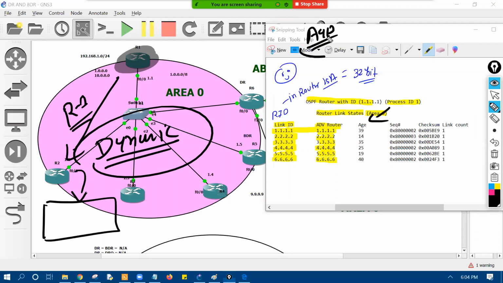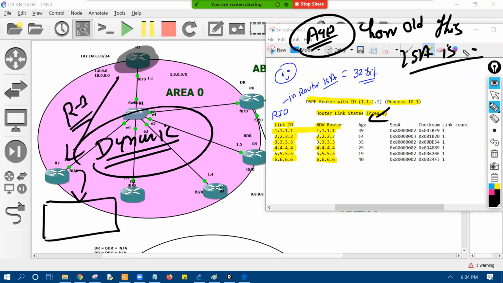What is the meaning of age? Age is just going to represent how old this LSA is. How many seconds ago did I learn this LSA? So this is always incremented by 1. You can change this if you want, but by default, every 1 second this age timer will be incremented.